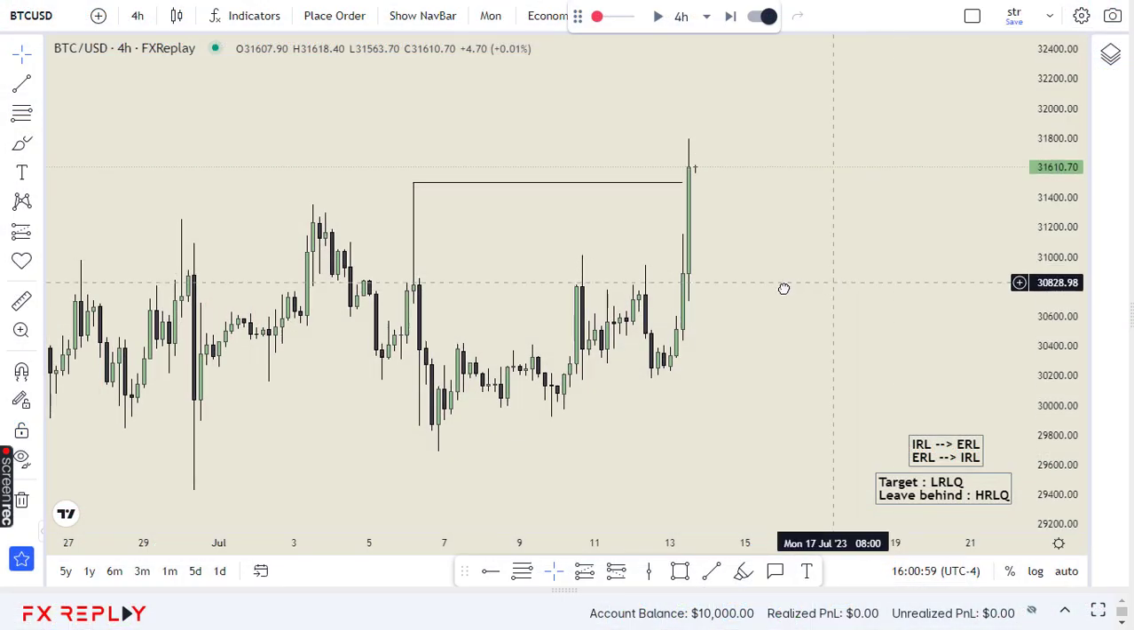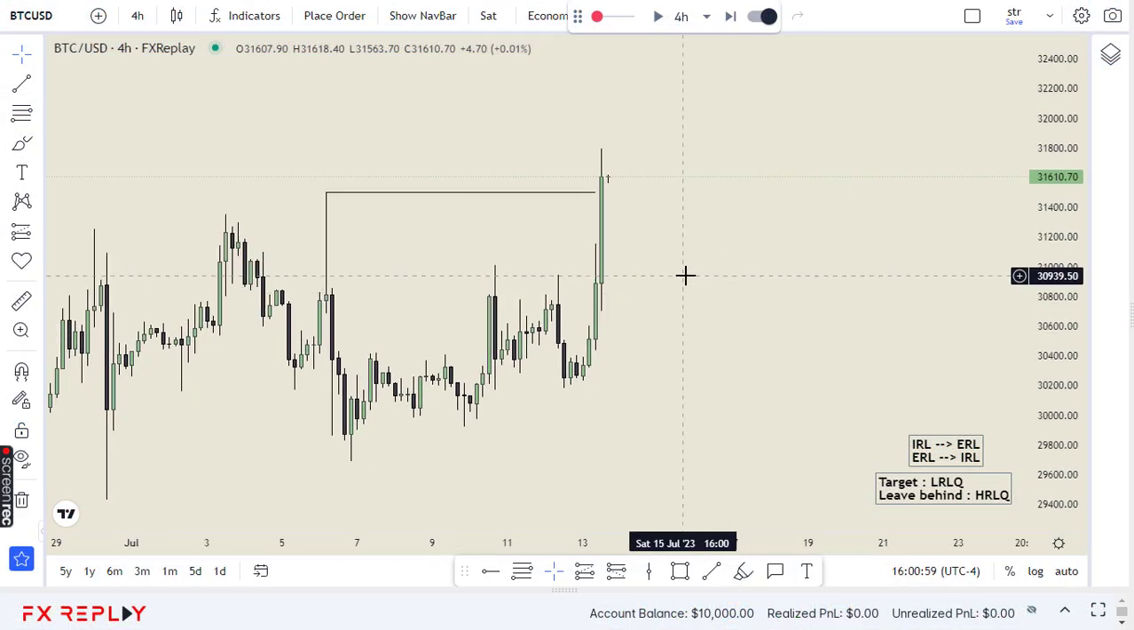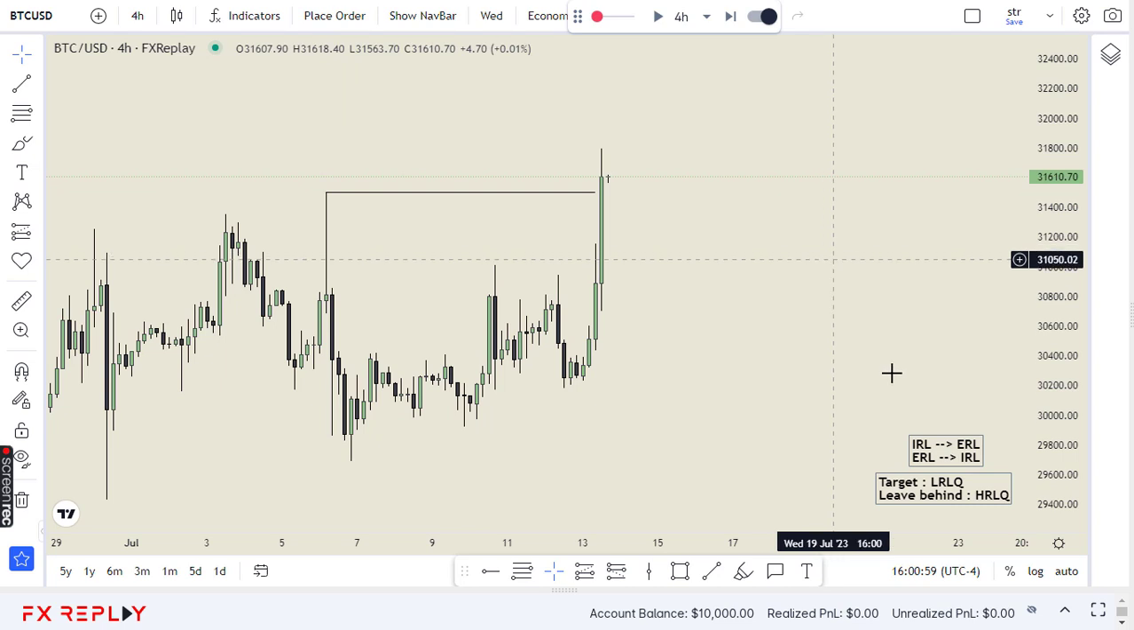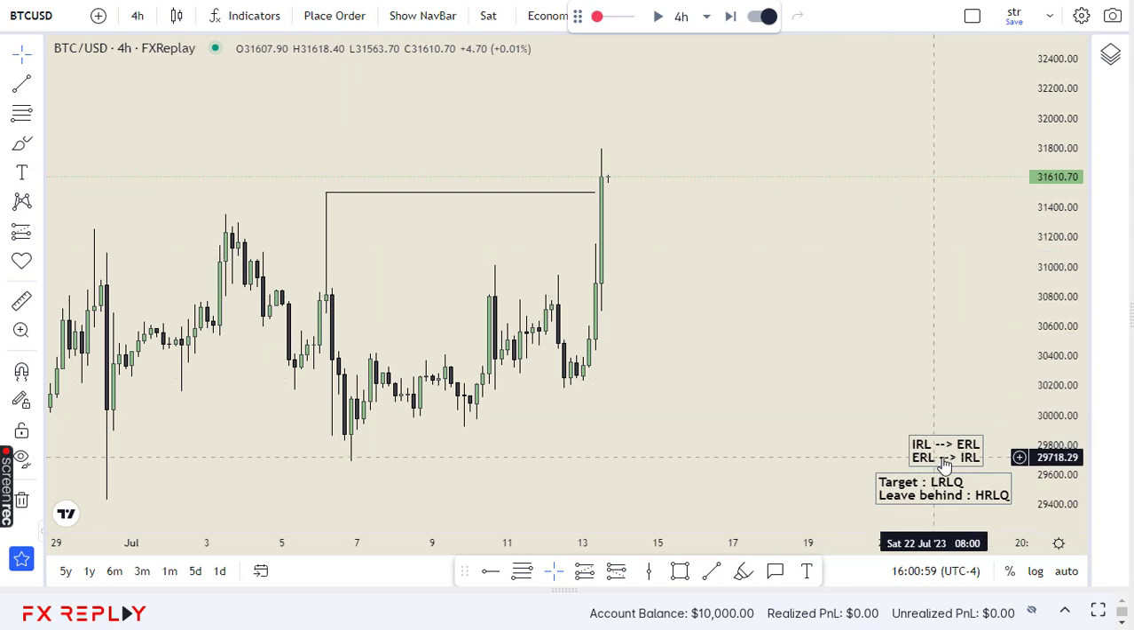We have here the Bitcoin against the US dollar chart. This is the 4-hour chart, and this approach works on all time frames, on all asset classes, meaning Forex, crypto, even the stock market. Now, we took external range liquidity, this swing right here. After taking external range liquidity, our next target should be what? Internal range liquidity, right? Do we have internal range liquidity? Yes, we have this fair value gap right here.